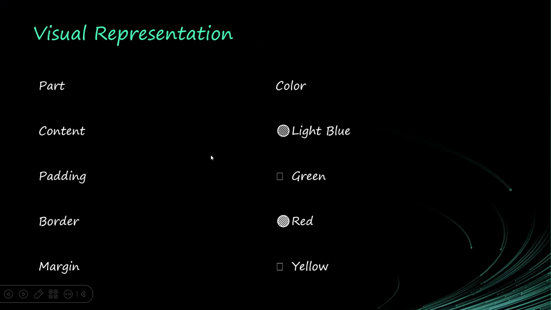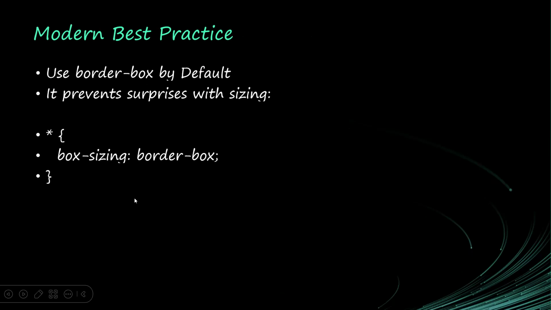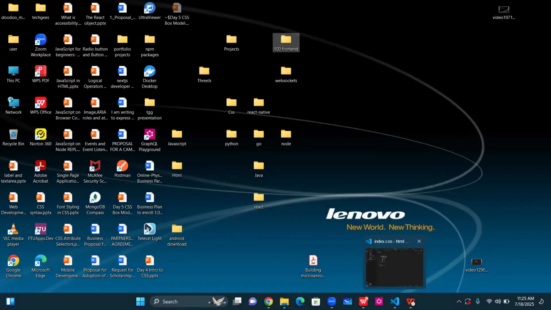So for visual representation, we have already had a visual representation of all these parts using the box model I showed in the browser. For modern best practices, use border-box by default. When you're writing your elements, your styles, use border-box by default. It prevents surprises with sizing. So one thing you will try to be doing is, you see this universal selector. Remember what we use it for? We use it to select all the elements.